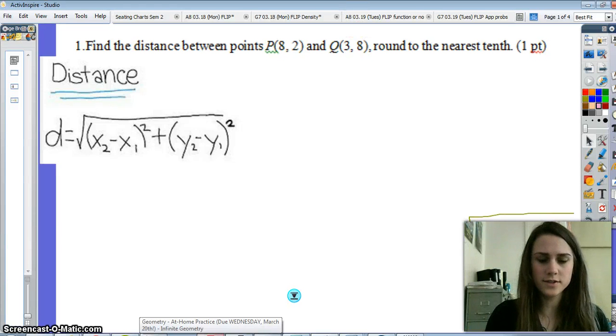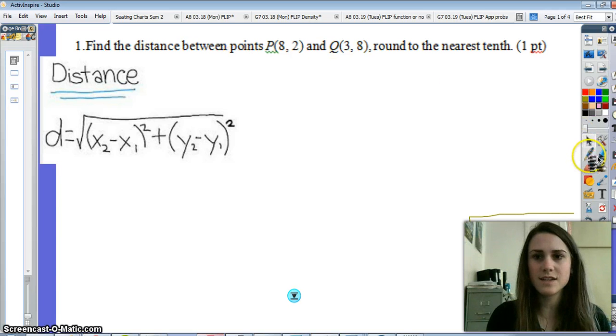Hello, scholars! So question number 1 on the Unit 6 test asks you to find the distance between 2 points. We have point P at the coordinates (8, 2), and point Q at the coordinates (3, 8). And then you're asked to round the distance between these 2 points to the nearest tenth. So that's one place after the decimal point.